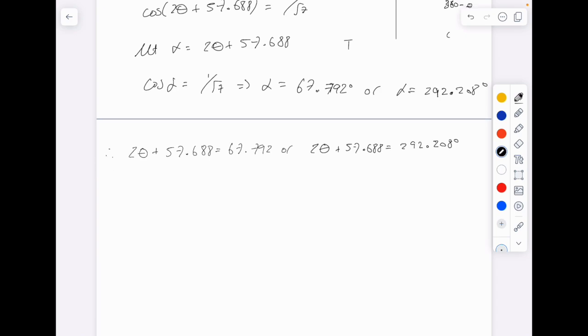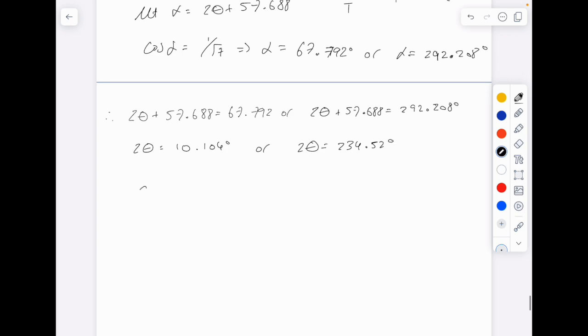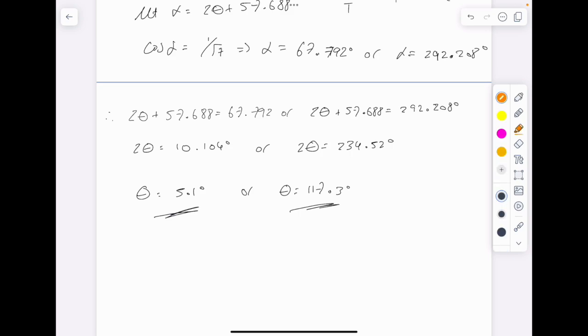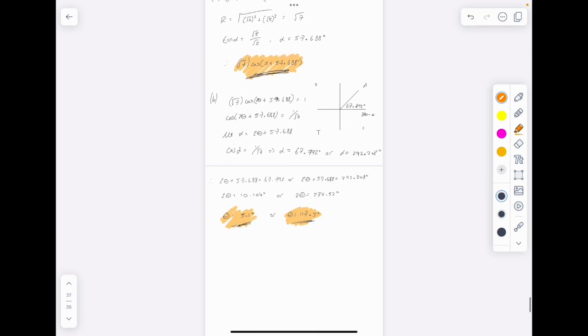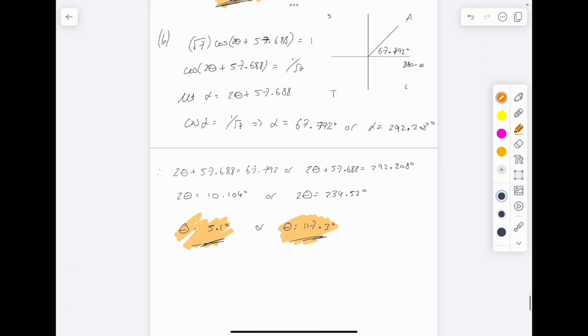So, what can I say? Well, I can say that 2 theta is equal to what? 10.104. Or 2 theta is equal to 234.52 degrees, which gives me a value of theta equaling 5.1 degrees, or we get a value of 117.3 degrees. Okay, guys, so once you have those, that will then be your final answer for that question.